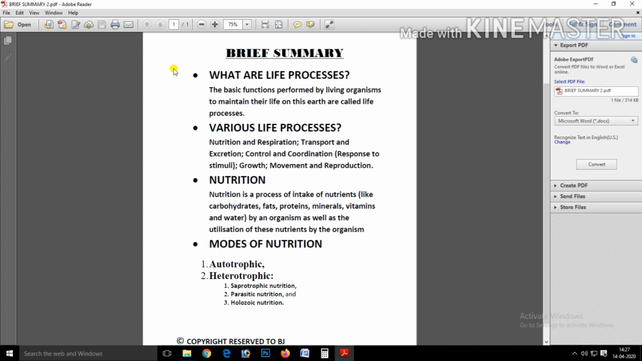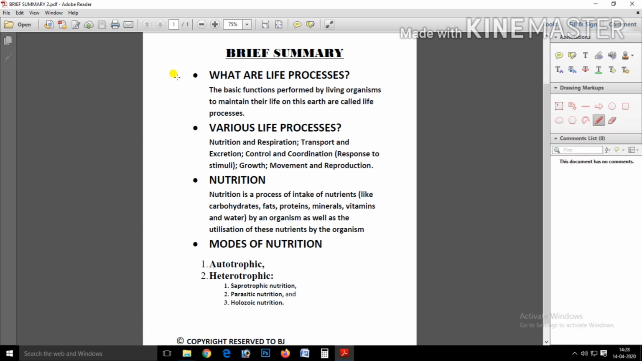So first we have learned what life processes are. The basic functions performed by living organisms to maintain their life, that means for survival on the earth, are called life processes. Then we have learned various life processes: nutrition, respiration, transport, excretion, control, coordination, growth, movement, and reproduction. But in your chapter, only nutrition, respiration, transport, and excretion are present.